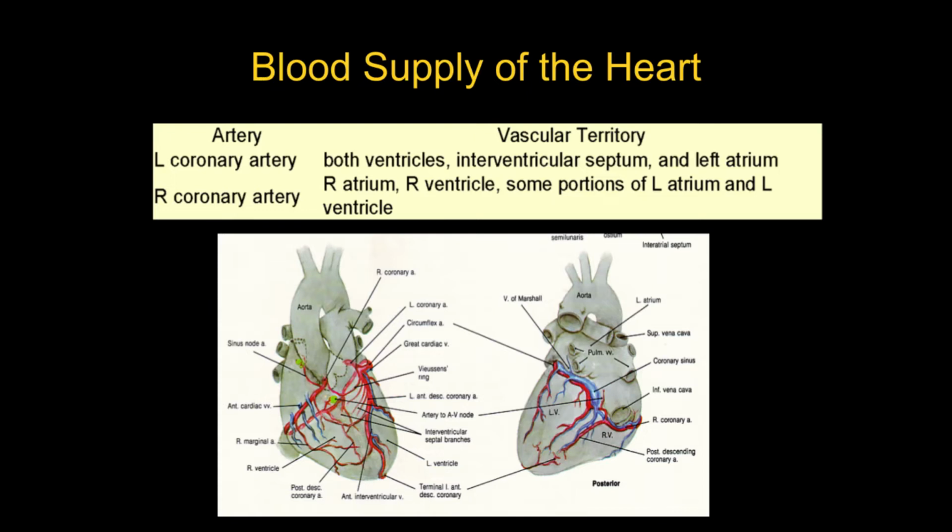So looking at the territories of the coronary arteries, if you know that the left coronary artery needs to supply a lot more of the heart, as you can see, it supplies both ventricles, so very important for the pumping of the blood into the lungs and into the systemic circulation. It also supplies the septum between the two ventricles, as well as the left atrium. So a lot of the workhorse of the heart is supplied by the left coronary artery.